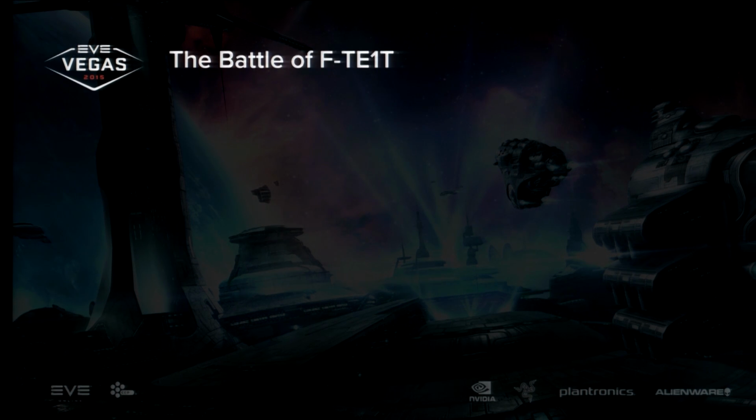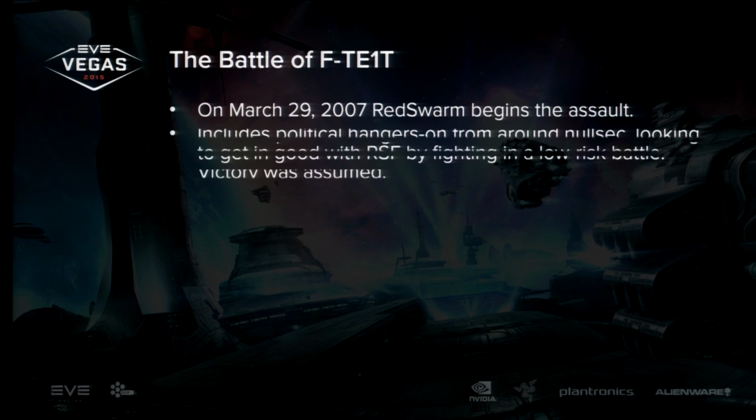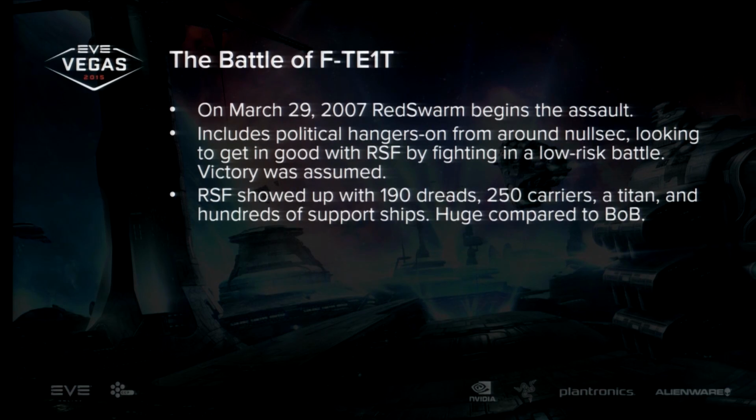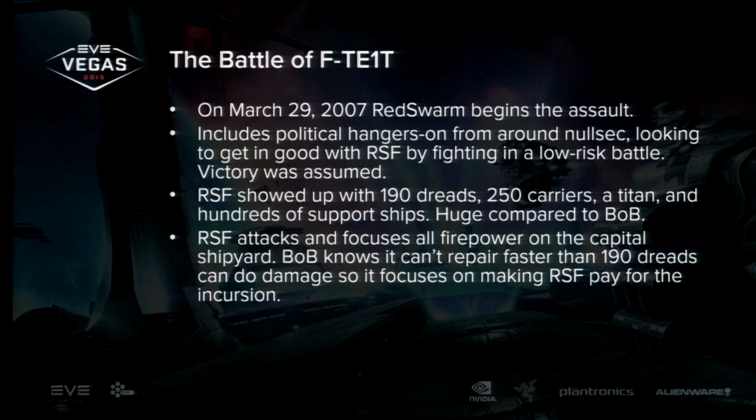And they do. The Battle of F-TEIT commences, and the Red Swarm shows up as a whole with all of their allies. On March 29th, 2007, the assault begins. Red Swarm shows up with 190 dreads and 250 carriers, Titan, and again, hundreds of support ships, just many, many times the size of the Band of Brothers fleet, and they attack.